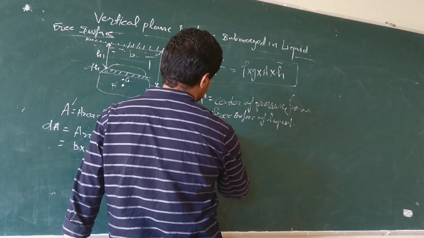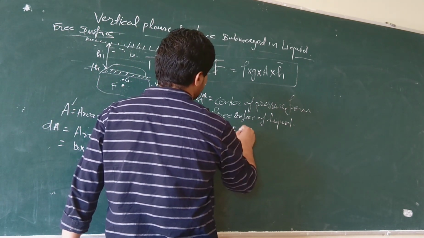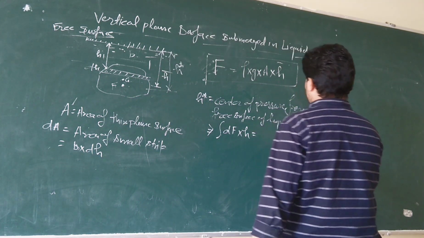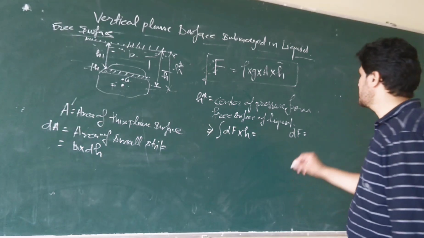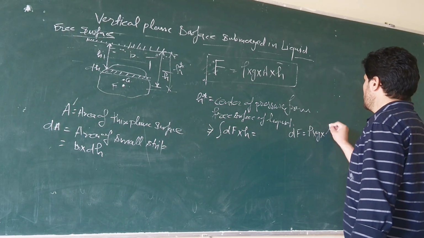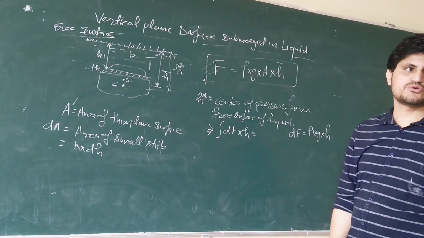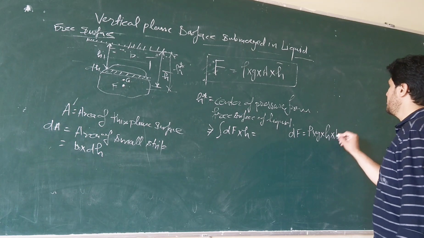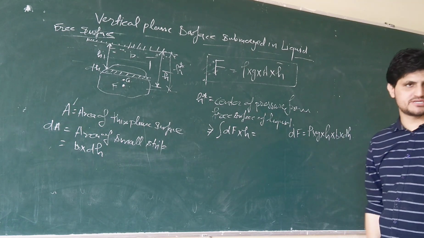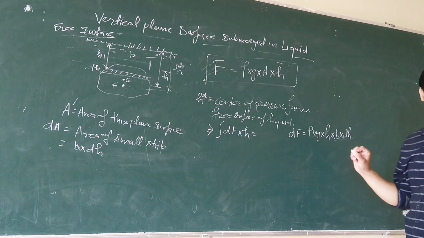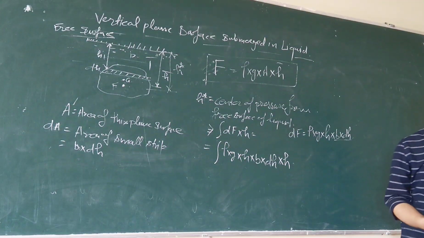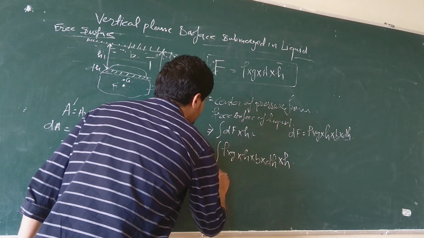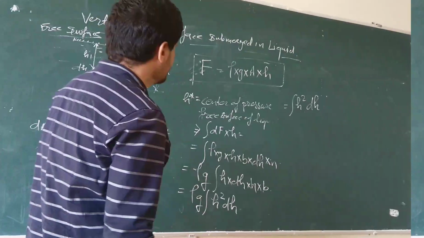Integration of dF into h. What is dF? dF will be equal to pressure into area. What was the pressure? Rho into g into h, multiplied by the area of the small strip, that is b into dh. So this will be the value. Now if I take all the constants out of this integration, what is this?